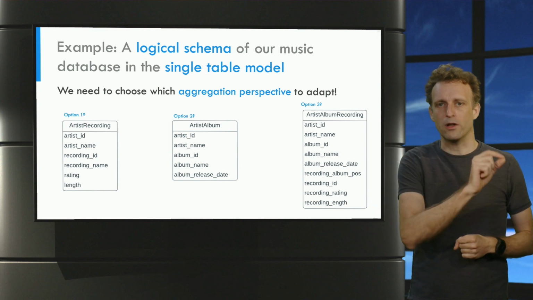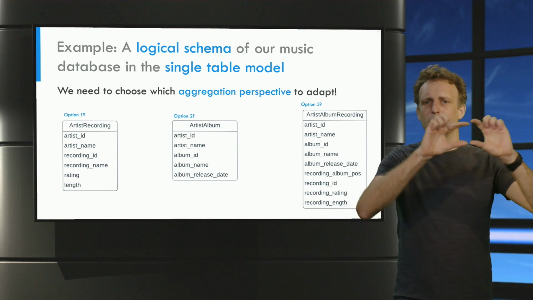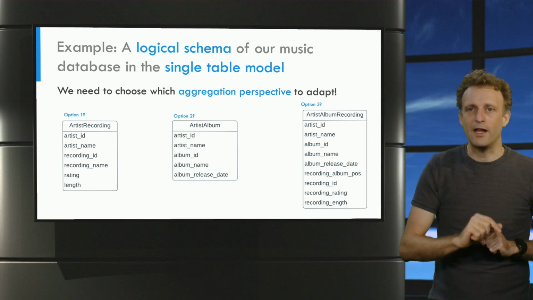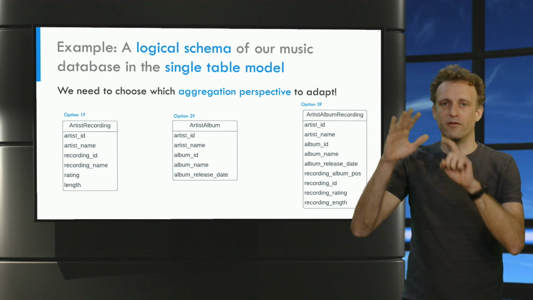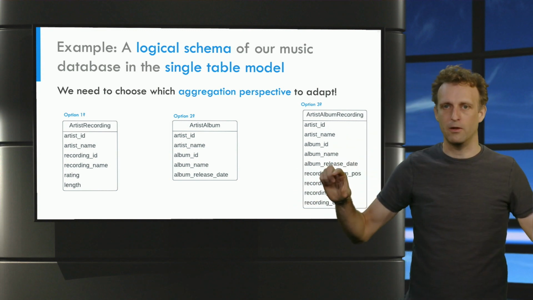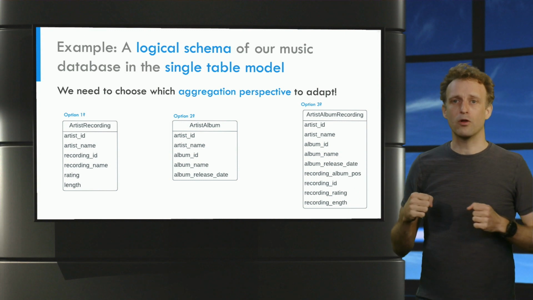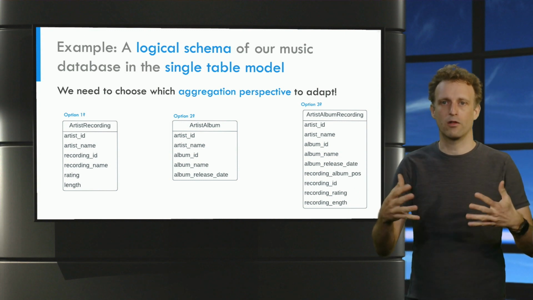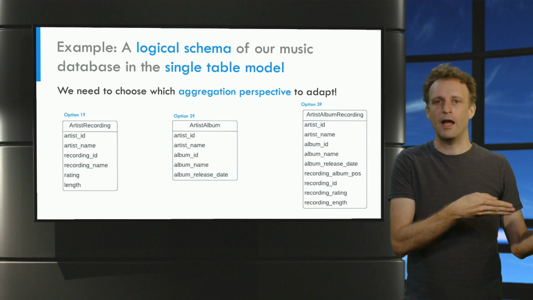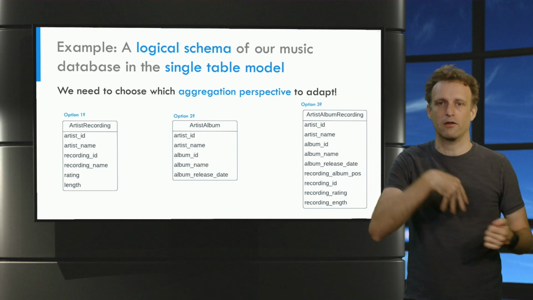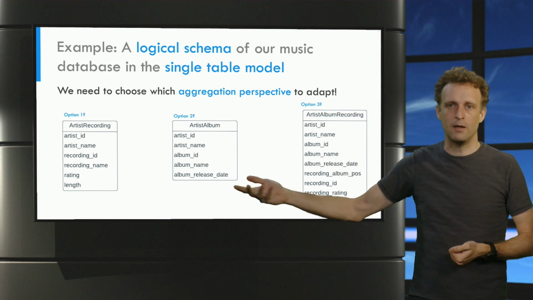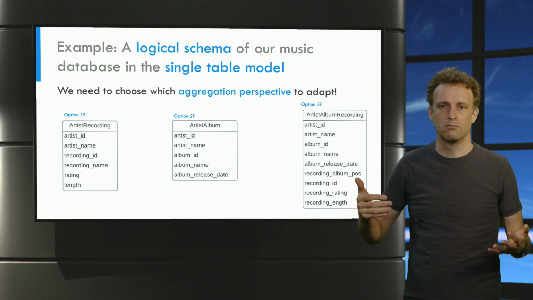What we are going to do instead is we are adopting an aggregation perspective. So we think of a way how to aggregate the data from different entity types and relationship types into a single table. And there are multiple options for doing this. For example, I could say, hey, I'm only interested in artists and their recordings, and then come up with a single table which has the columns of artist ID, artist names, record IDs, record names, record ratings, and record lengths.